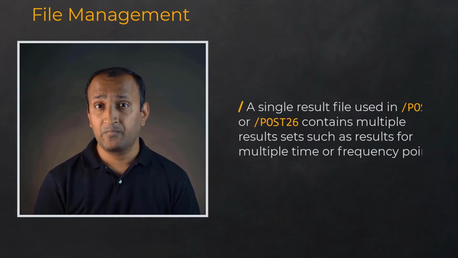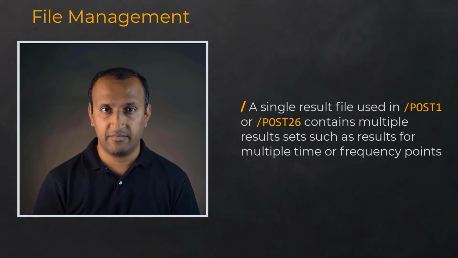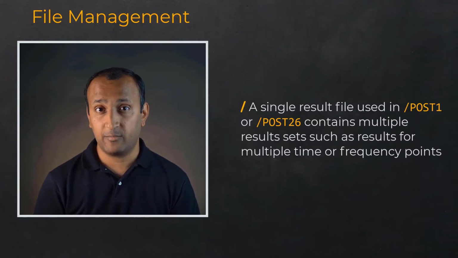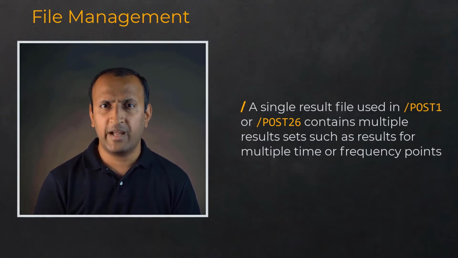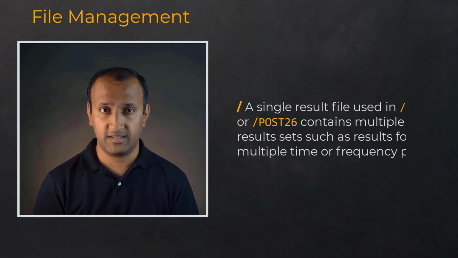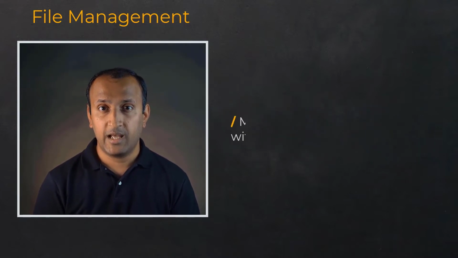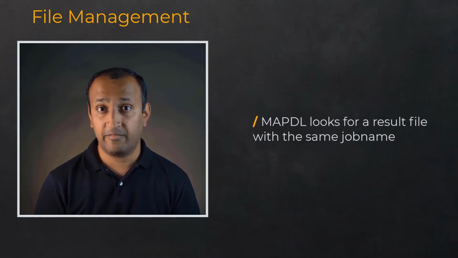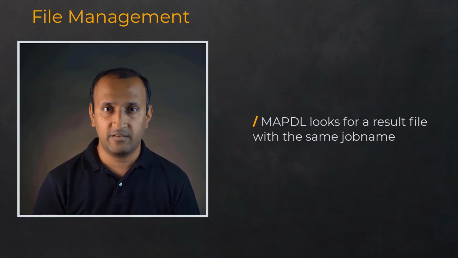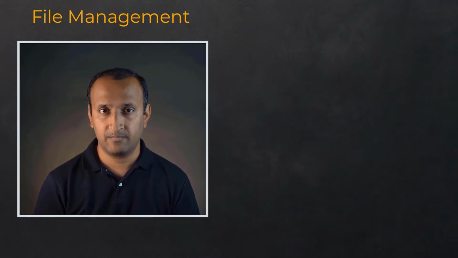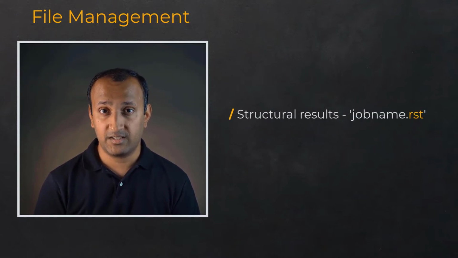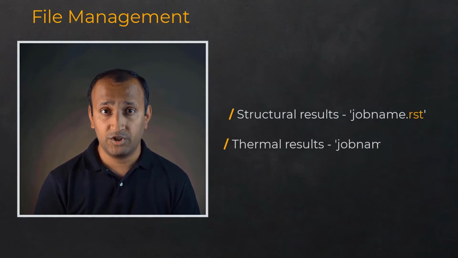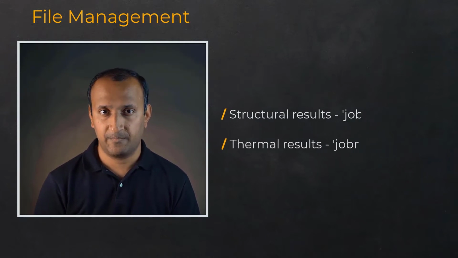In MAPDL, all results are stored in a single result file that contains multiple result sets, such as results for multiple time or frequency points. So we only have to worry about a single results file that is used in POST1 or POST26. Usually, MAPDL looks for a result file with the file name same as the job name. It automatically reads the result file appropriate for the type of analysis. For instance, jobname.rst for structural results or jobname.rth for thermal results.